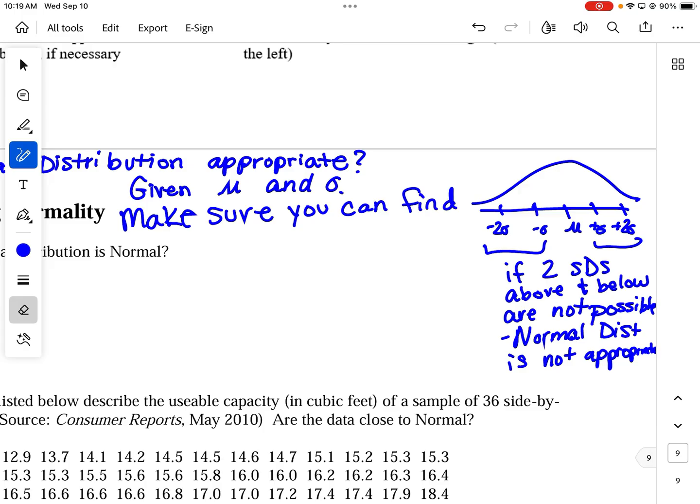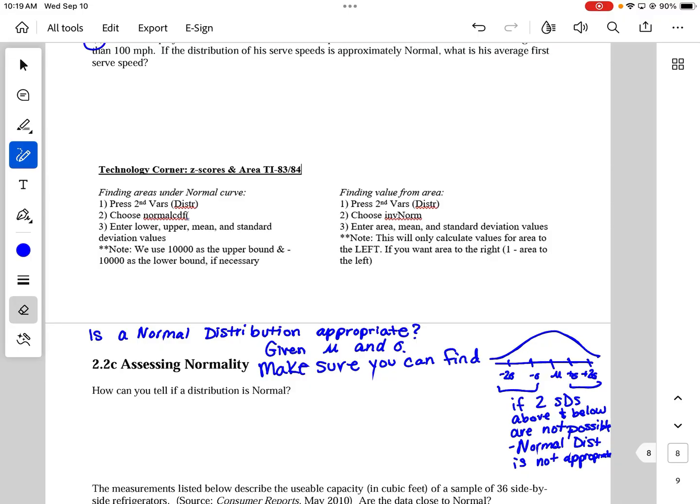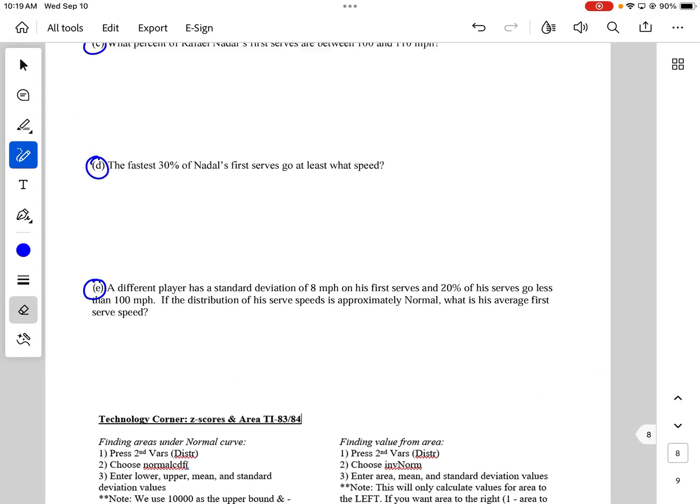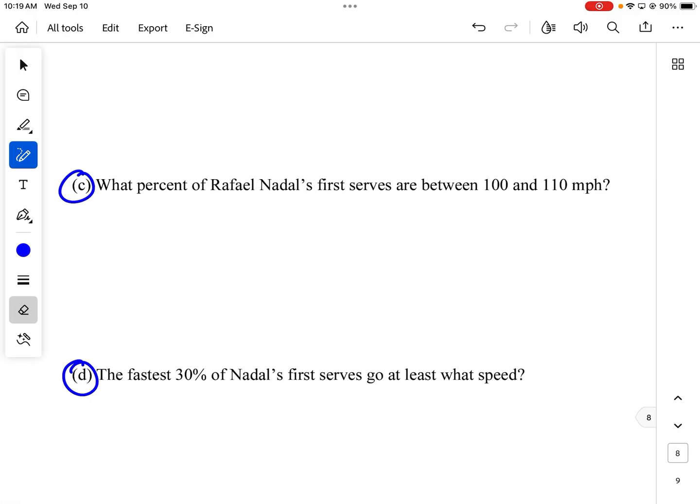So we're going to go to the previous section and do C, D, and E. I'm going to introduce what we need to know about using Desmos. So these go along with the tennis player, Nadal. What percent of Nadal's first serves are between 100 and 110? So you would draw your normal distribution.